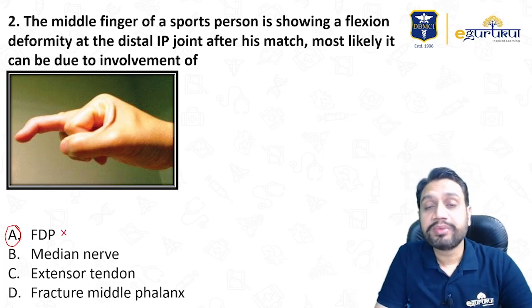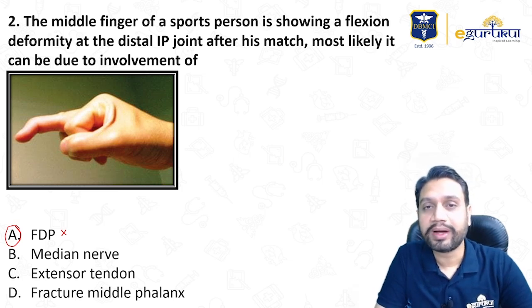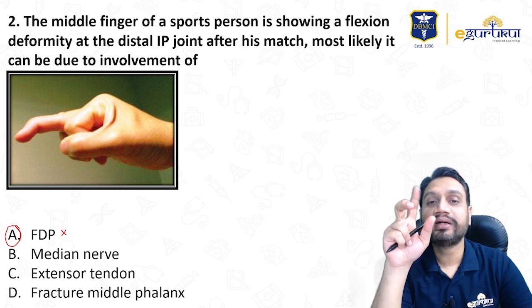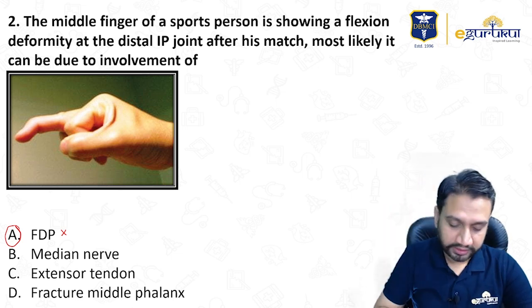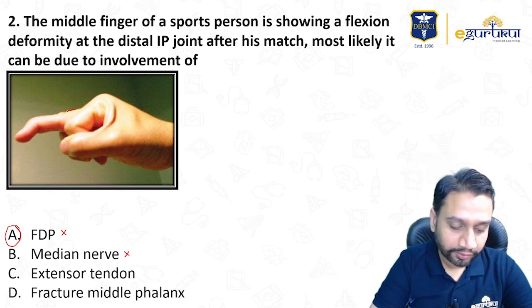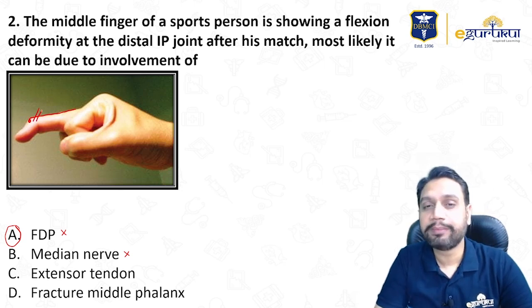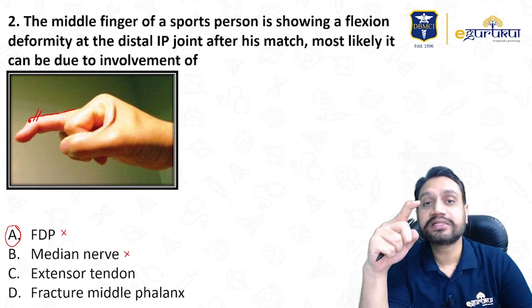Median nerve. So median nerve will lead to a kind of, you can say, the deformity of the finger, but why only the middle finger? It should be involvement of the index finger, the thumb also. So less likely. Extensor tendon. So the extensor tendon which is coming over here and getting attached to the distal phalanx here is ruptured. And when the extensor tendon is ruptured, what will happen? The finger will be held in flexion, right?